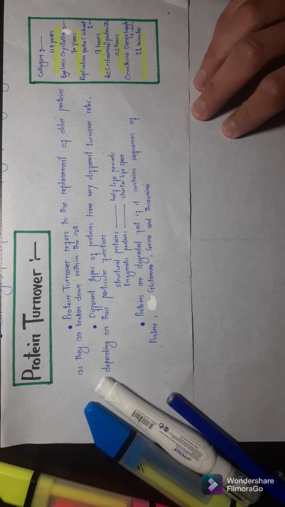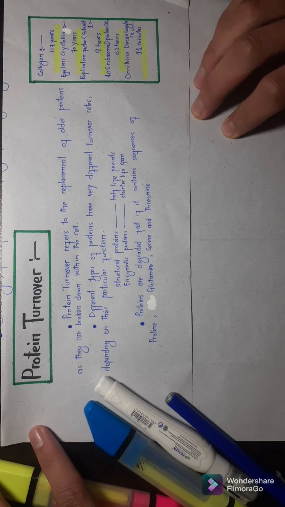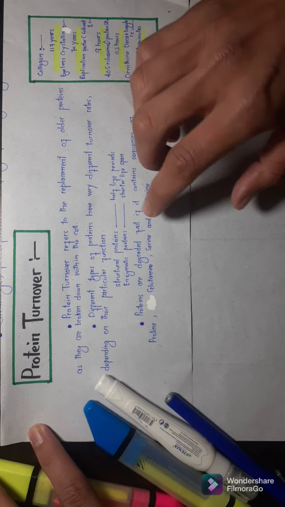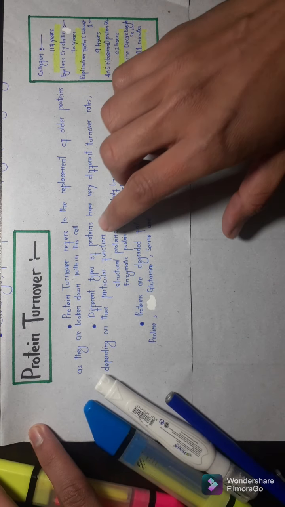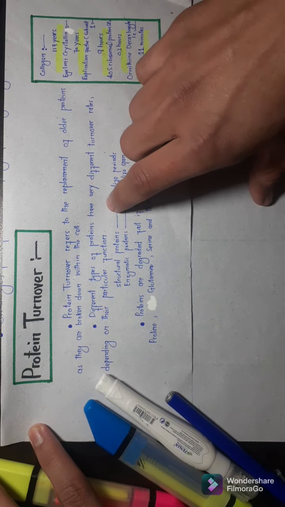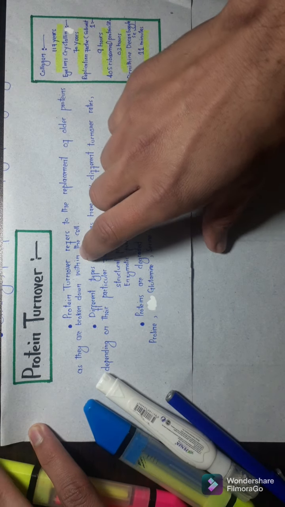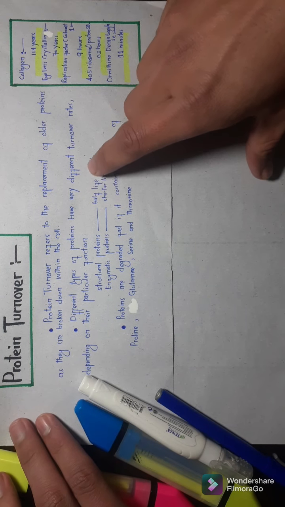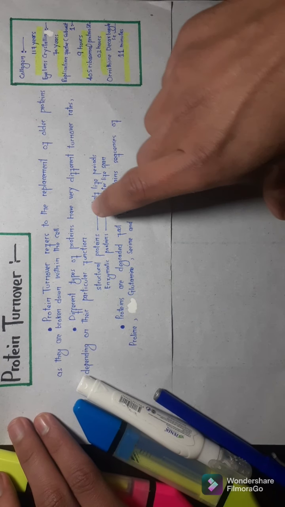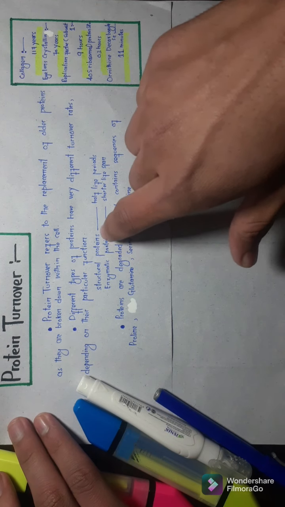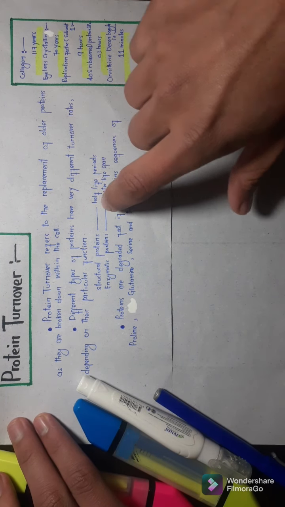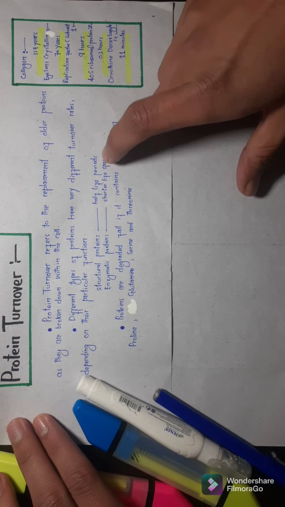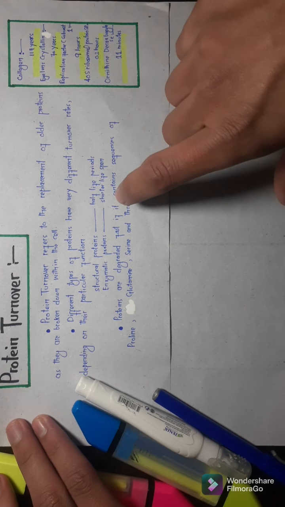Now, there is a term which is known as protein turnover. The replacement of older protein is known as protein turnover, as they are broken down within the cell and the new proteins are formed. So the whole phenomenon is known as protein turnover. Different types of protein have very different turnover rates depending on their particular function. Like structural proteins have a long half-life, and enzymatic proteins have a shorter lifespan. So different proteins have different turnover rates, okay?